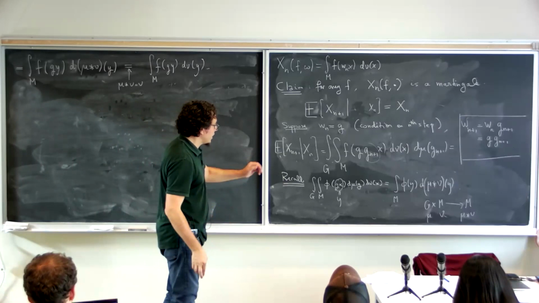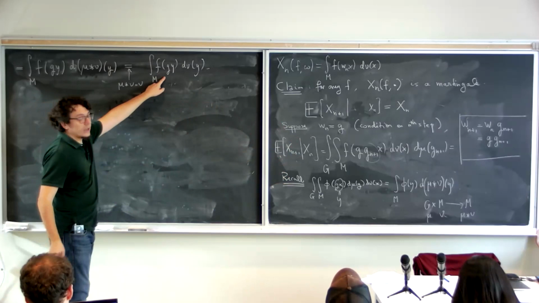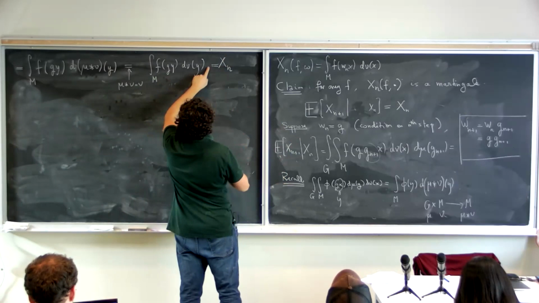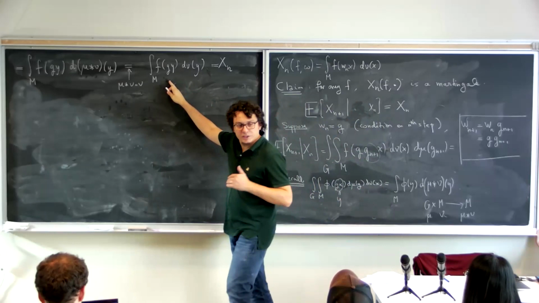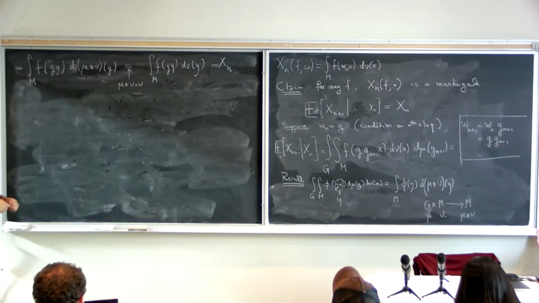So once you look at this thing, this is by definition x_n, because g is W_n. We could have left it as W_n, but I prefer to call it g to show that this is not random anymore because we conditioned on it. Okay, so that's a cute proof of this fact.